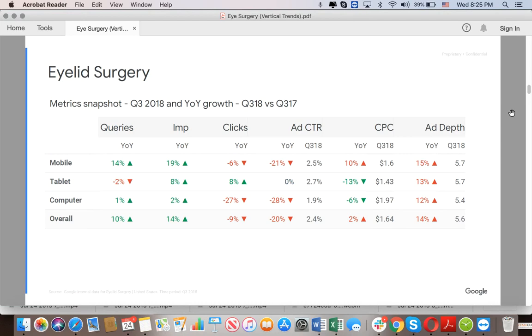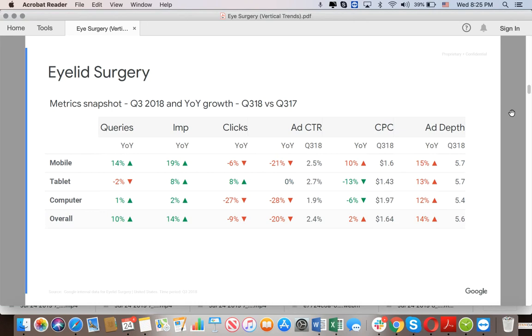So what do queries mean? It means people typing this service into Google search this year is much higher, by 10%, than the previous year. The same with impressions. The ads are showing 14% more than the previous year, but the clicks are going down. The reason why these clicks are going down is probably ad quality, or misunderstanding, misleading information. So you have a higher rate of impressions and a lower rate of clicks. It's driving us to a lower CTR, click-through rate.